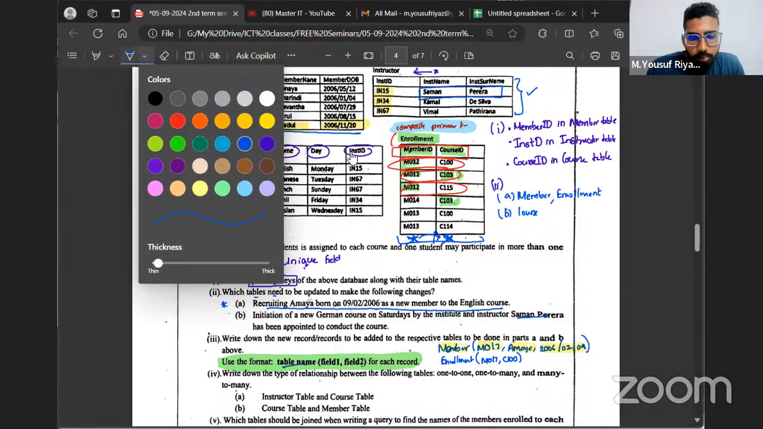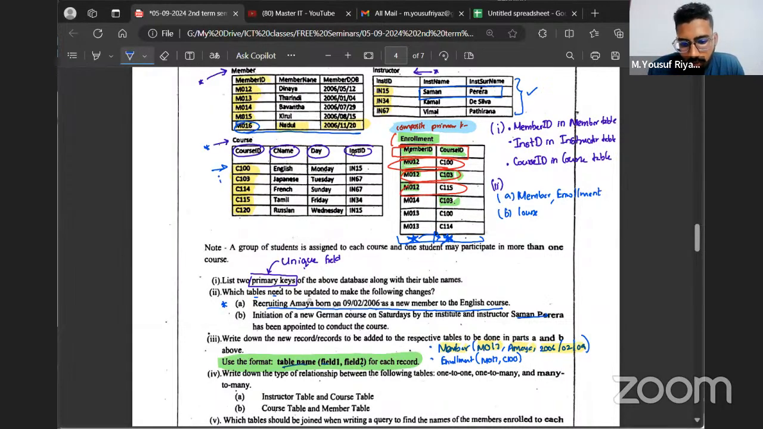Apart from that, in the B part, we have to update the course table. So I'm going to mention in the table name, course. The course table's first field has the course ID. The last one is 120. So for the new course, I'm saying it's going to be 121. And the name of the course, I'm going to call it German because that's given in the data here.